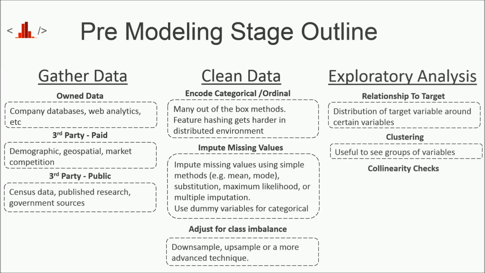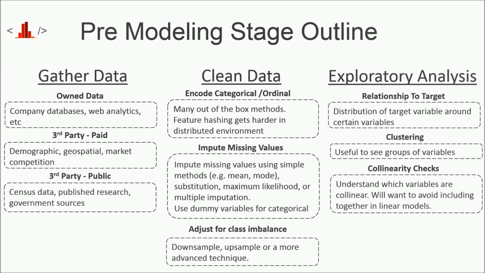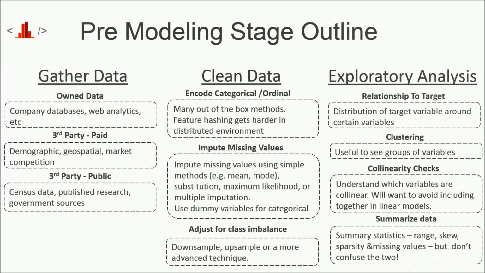curse of dimensionality. You'll also want to check for collinearity. You'll want to understand which variables are very linear together. Again, if you have tons of variables, it might be good to eliminate them. And if you're building a linear model, you'll absolutely want to avoid that and not use collinear variables together. And lastly, you're just going to want to summarize the data.